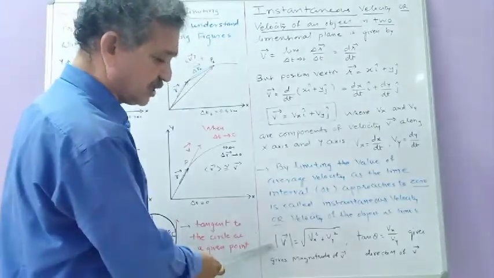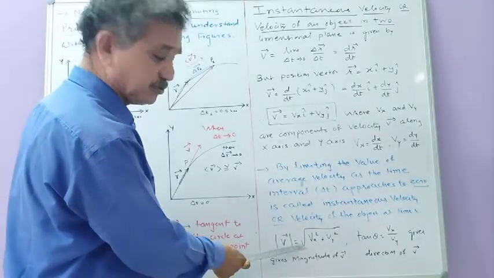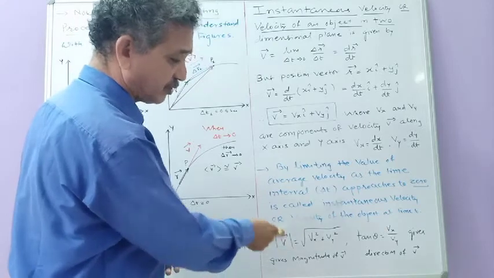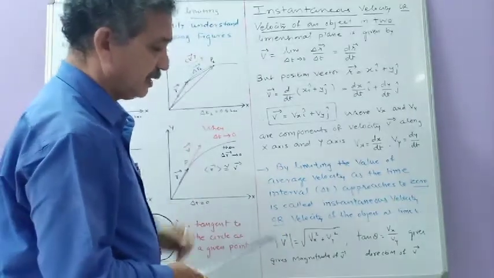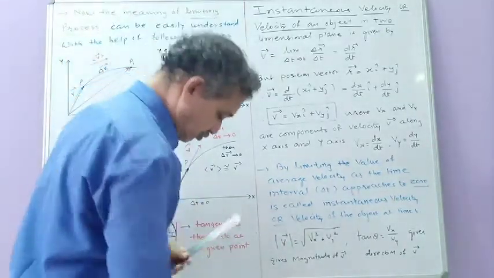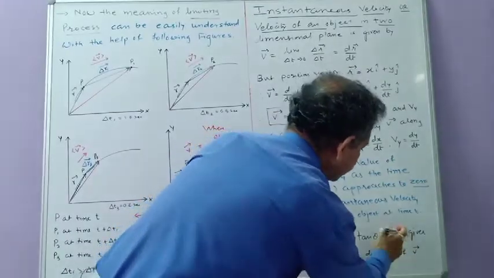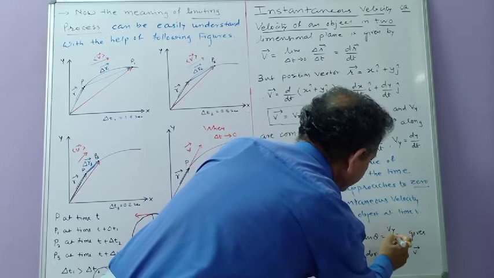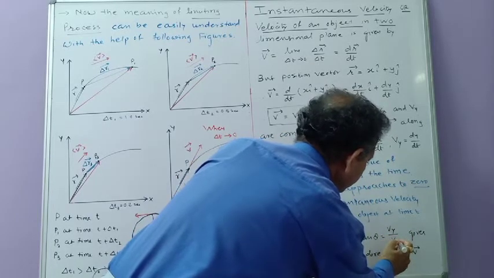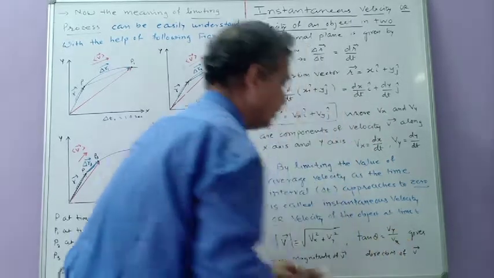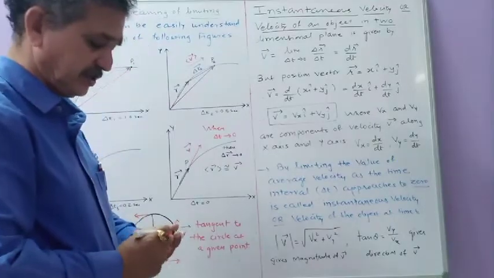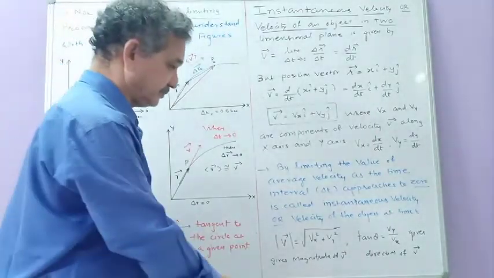Magnitude of this velocity can be determined by using the formula square root of vx square plus vy square, and tan theta is equal to vy upon vx. This gives the direction of instantaneous velocity.